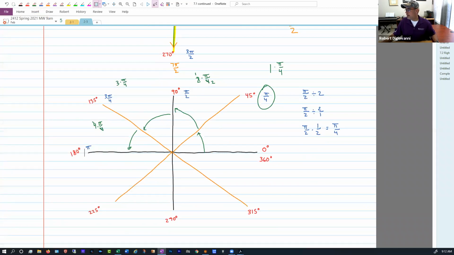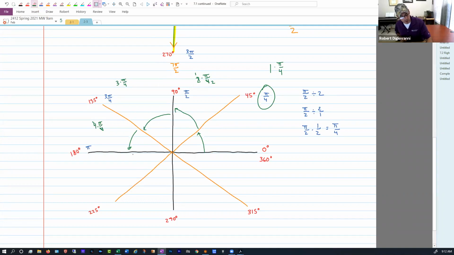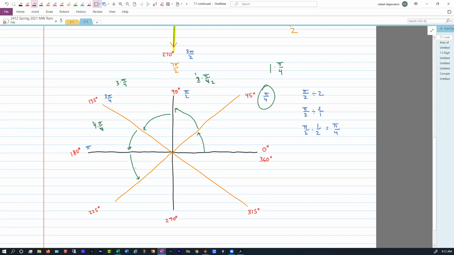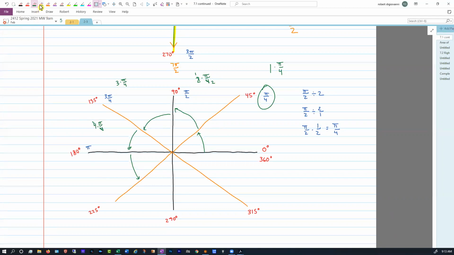So let's see. Let's call on some people here. How about Sierra? Sierra, you around? Yes, I'm here. Okay, Sierra, so what would be my next jump? So it would be 5 pi over 4? Yeah, 5 pi over 4. And you can't reduce that fraction, can you? No. No, so we'll just leave it as 5 pi over 4.